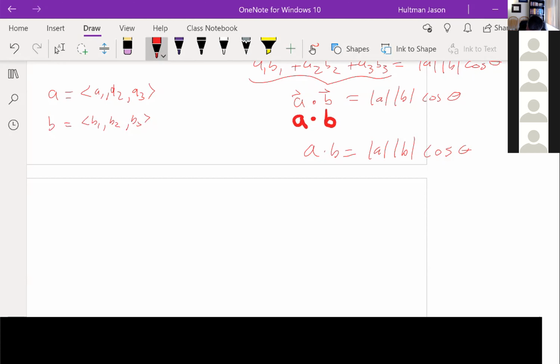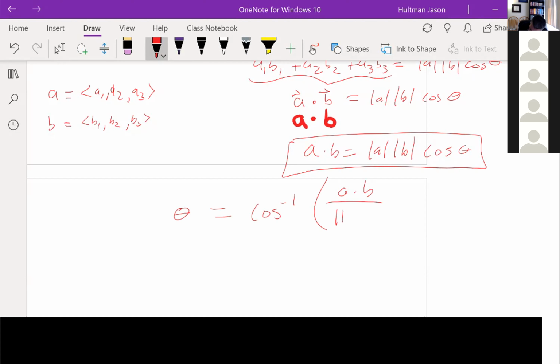Oh, okay. Yay. Now we can use this formula. How do we use this formula? Well, this formula is actually going to give us the angle between two vectors. The angle between two vectors is the inverse cosine of A dot B over the magnitude of A times the magnitude of B. And this is going to be an angle from 0 to pi.